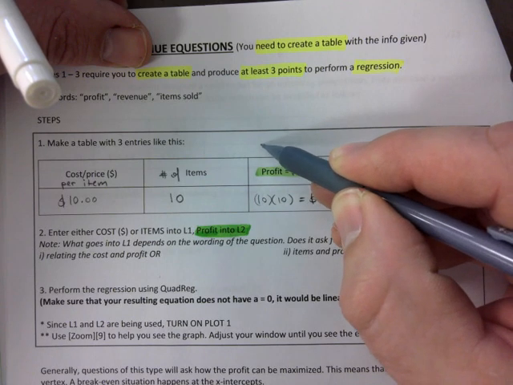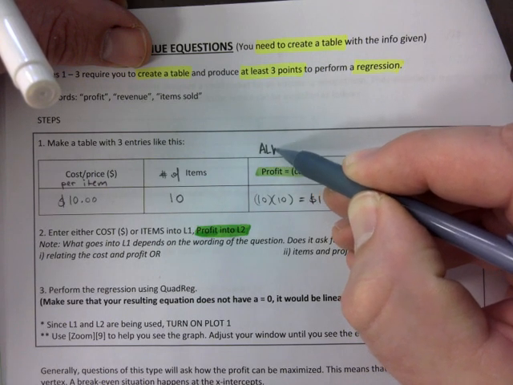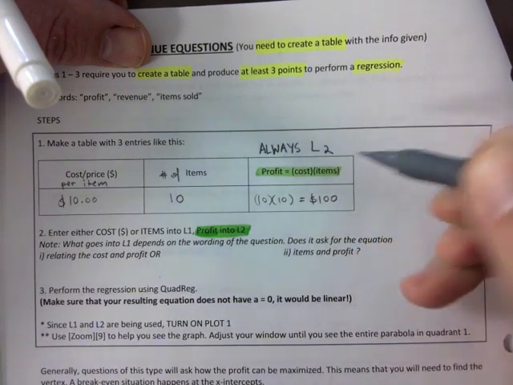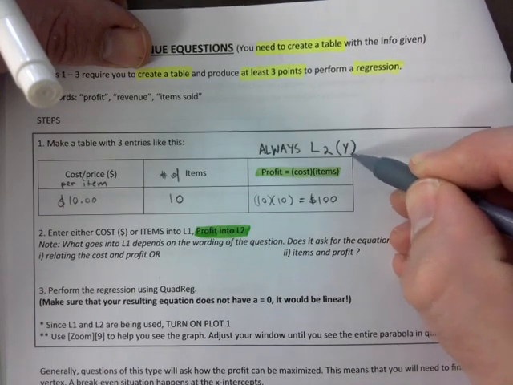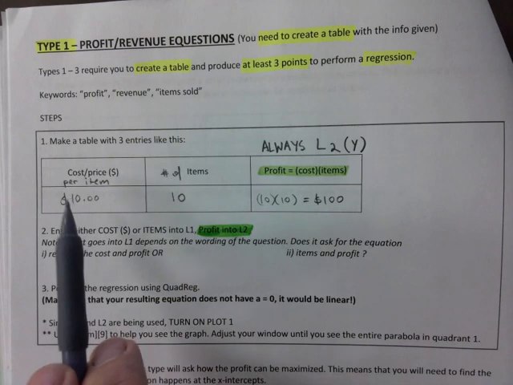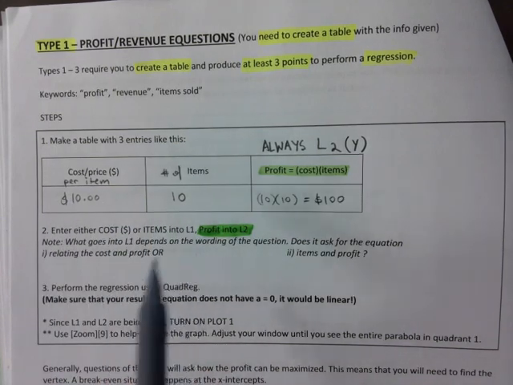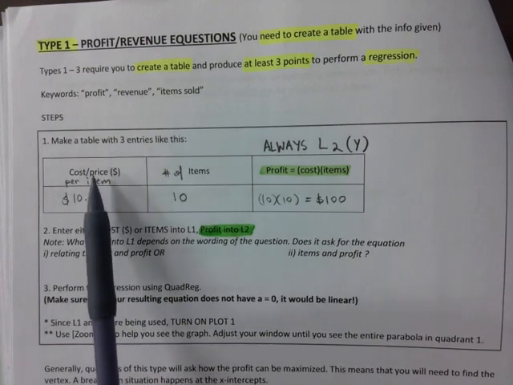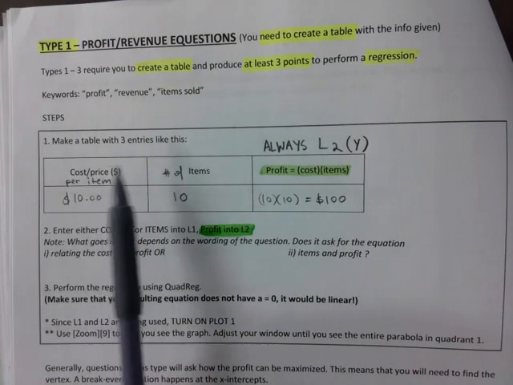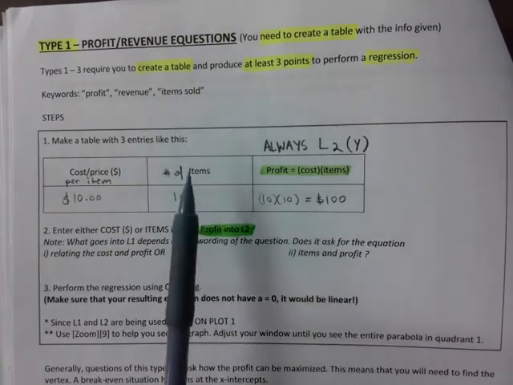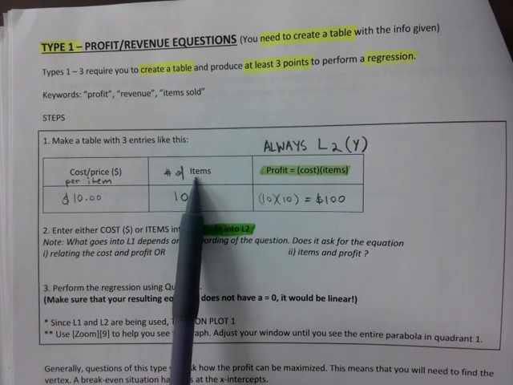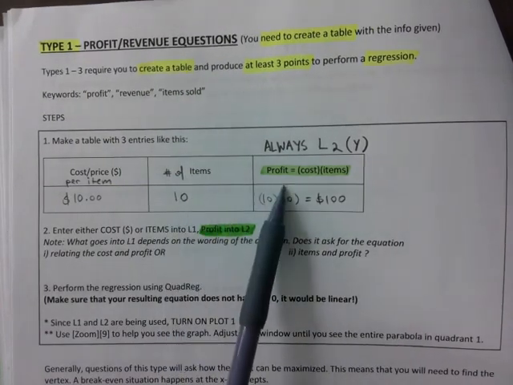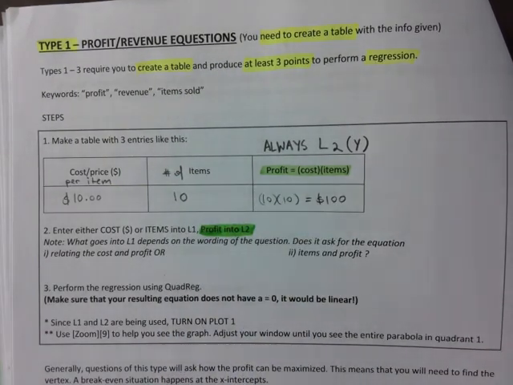So where will I make a note here? Always L2. Right? This is sort of my Y variable. And one of these is going to be your X variable. It depends on the question. The question may want to ask you to make an equation that relates the cost per item and the profit, or it may ask you to say, how do you relate the items being sold to the profit? So either one of these will go into L1, just read the question, but this one is always going to go into our L2. That is very important.